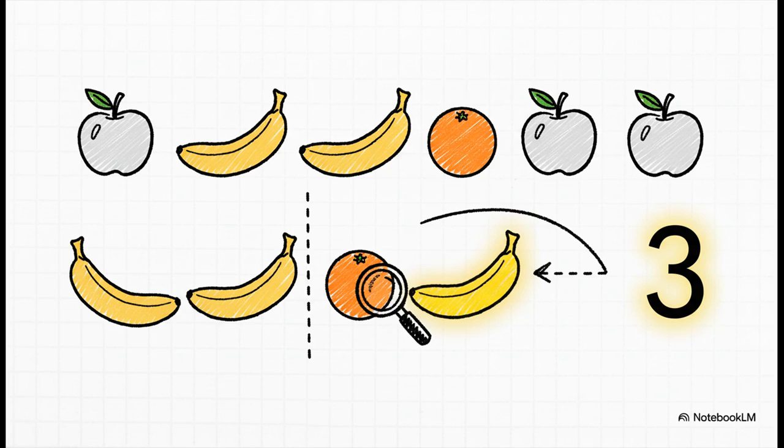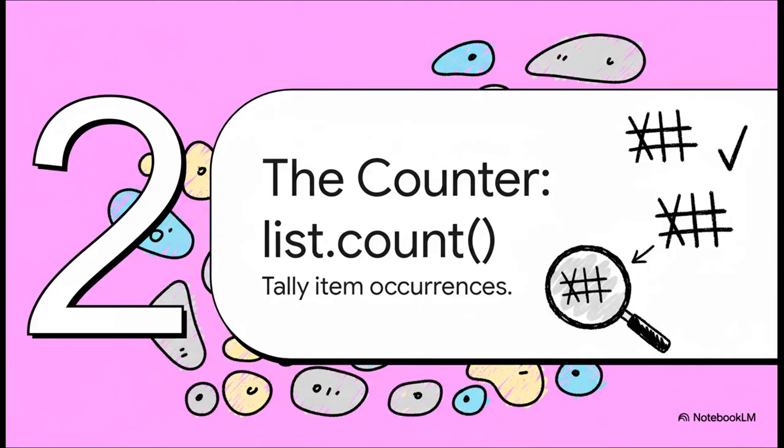But hey, what if you actually need to find that second banana? Well, the index method has a really neat trick up its sleeve. You can give it a second argument to tell it where to start searching. By writing index('banana', 2), we're telling Python, hey, start looking from index 2 and go from there. And this time, it skips that first banana and finds the next one at index 3. Pretty handy, right?